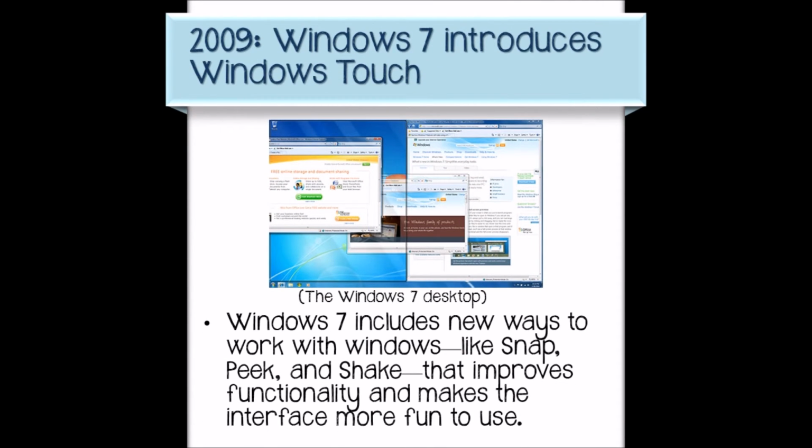2009, Windows 7 introduces Windows Touch. Windows 7 is released for the wireless world of the late 2000s. Laptops are outselling desktops, and it's become common to connect to public wireless hotspots in coffee shops and private networks in the home. Windows 7 includes new ways to work with Windows, like Snap, Peek, and Shake, that improves functionality and makes the interface more fun to use.